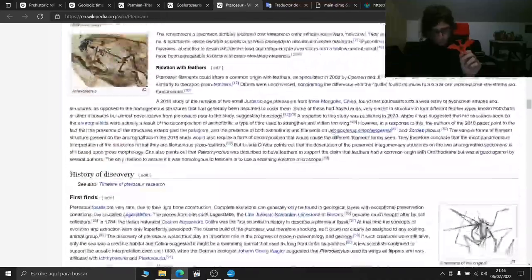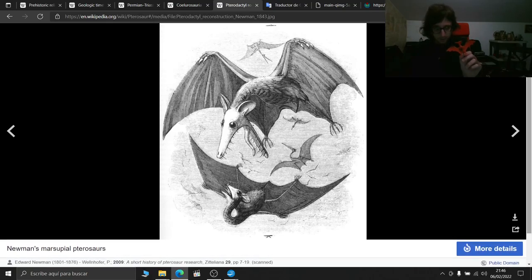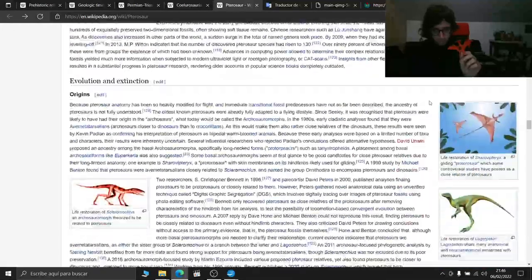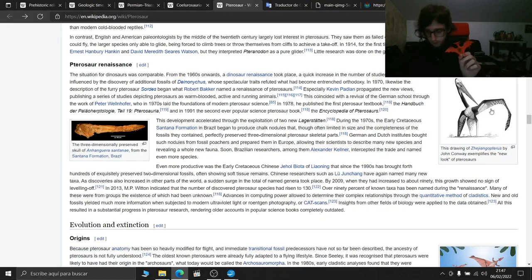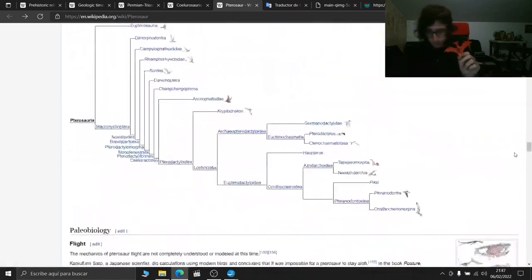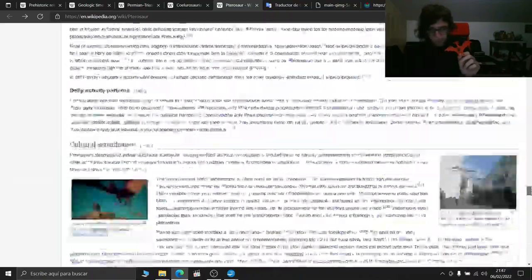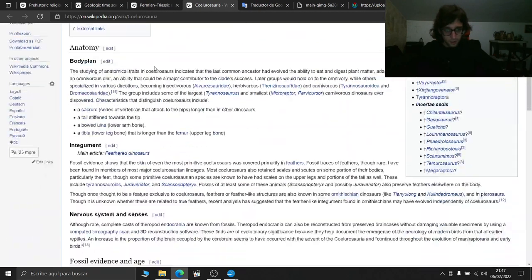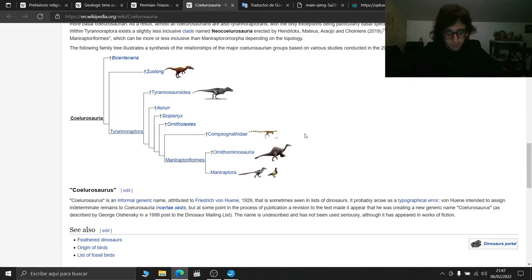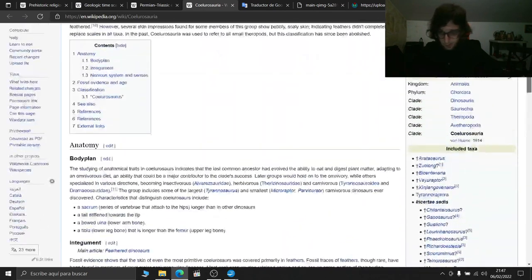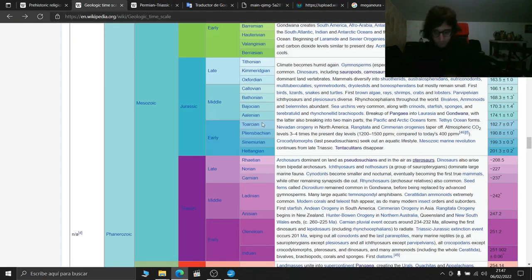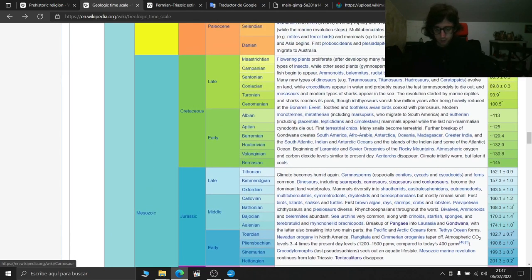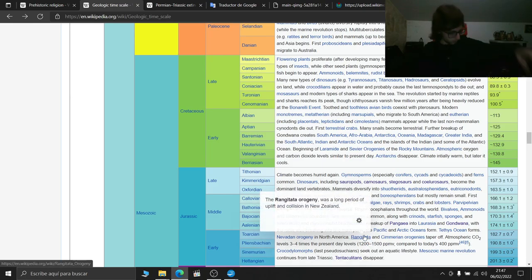Let's see if there is a good picture. This one. This one is also fine. That one. Coelurosauria. No, this one is not what I remember. And well, these are mammals. Plesiosaurus. Okay, let's go to the Jurassic now. Ah, no, to the Cretaceous. To the Cretaceous.